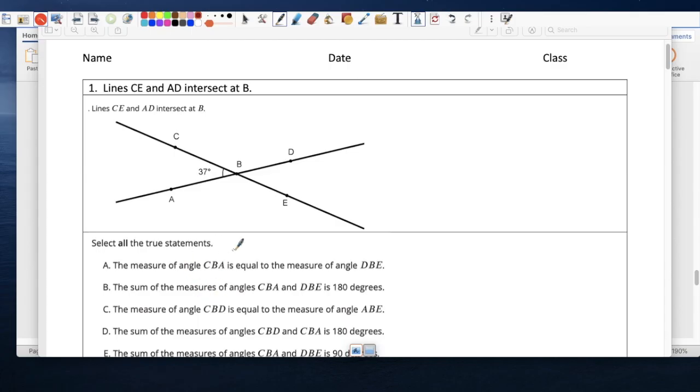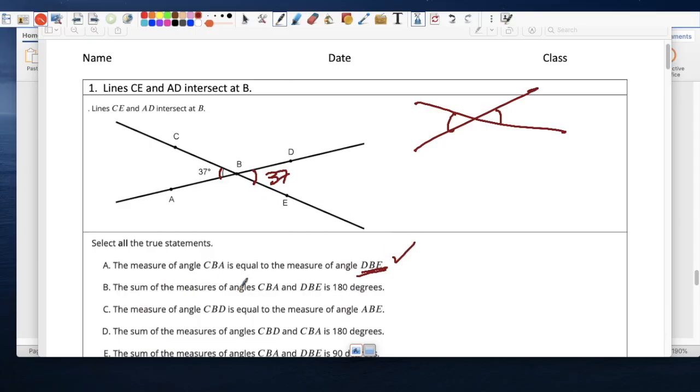The measure of angle CBA, here's CBA, we're talking about this guy, is equal to the measure of angle DBE. So let's look for DBE. Here's D, the vertex B, and the ray or side line segment BE. So it's this guy here. Are these two the same? And we talked about this in class. Vertical angles, two lines that intersect, create four angles where opposite angles are the same value. So if that's 37, this guy's 37. So that one is true.